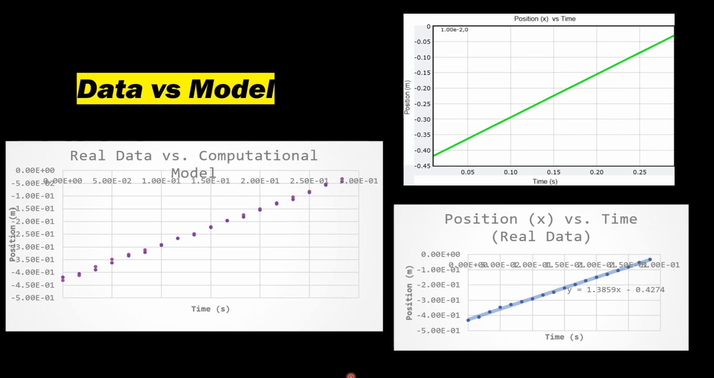So data versus model, this was the graph outputted by our computational model, and then this is the output of our real data. And we can see over here, this is an overlay of both, and the data in purple is the computational data, and the data in pink is the real data. And as you can see, it's mostly linear, which shows that our computational model was a pretty accurate representation of our real world data.